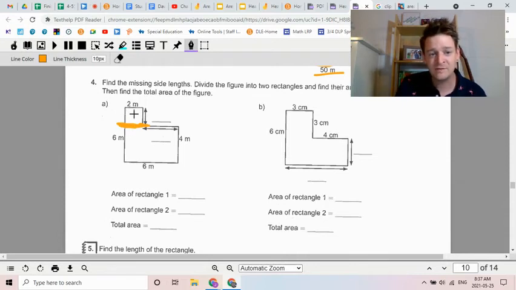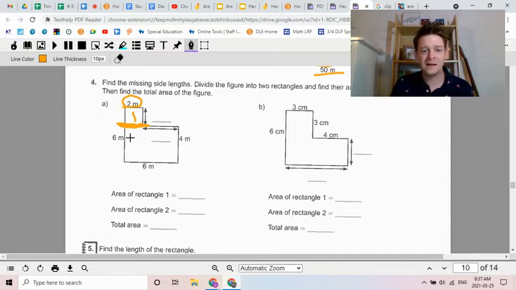Now, excuse me, I've got lots of information, but I don't have all the information I need. Because to figure out the area of rectangle 1, I'm going to need to figure out the length and the width. But I only know the width. I don't know this length. So to figure out this length, I'm going to look at all my lines that go up and down, because this is an up and down line.